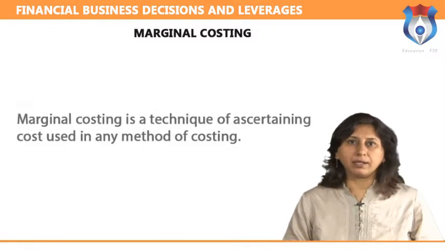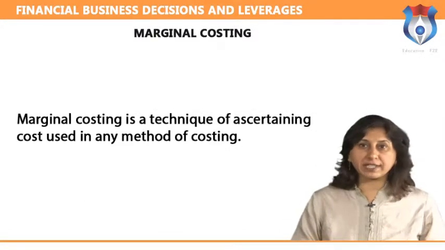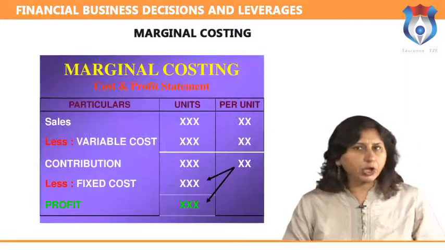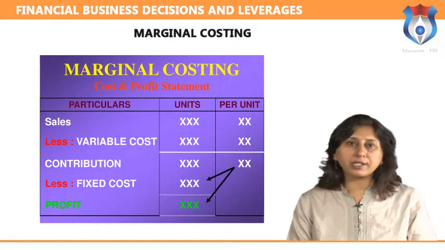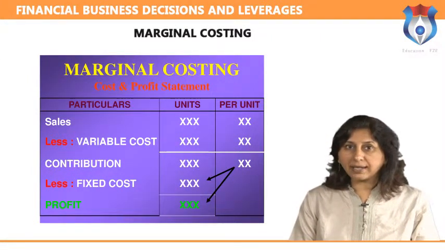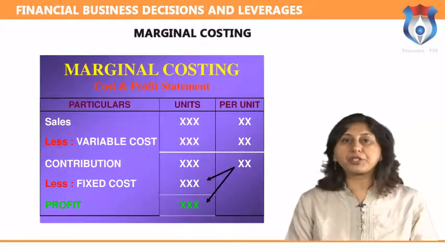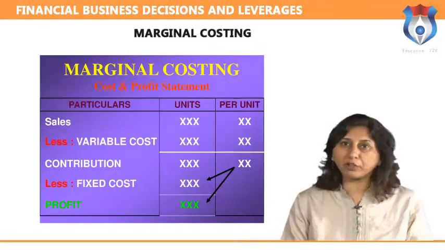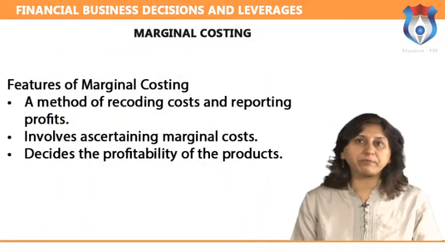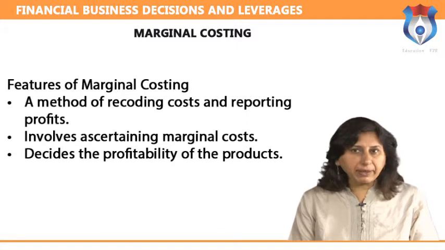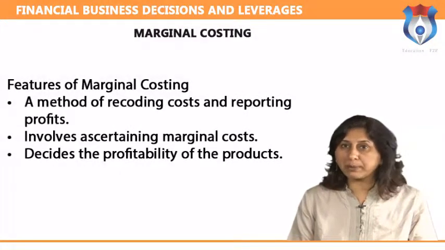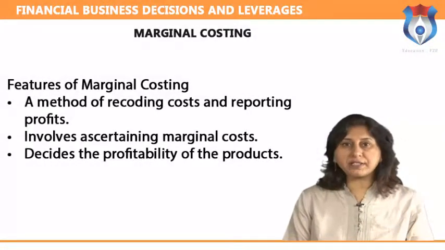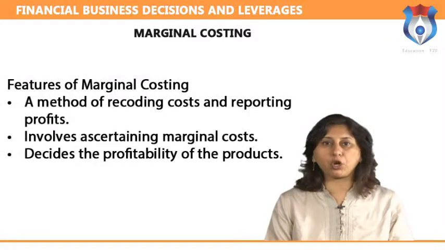Marginal costing. Marginal costing is a technique of ascertaining cost used in any method of costing. According to this technique, variable costs are charged to cost units and the fixed cost attributable to the relevant period is written off in full against the contribution for that period. Features of marginal costing. It is a method of recording costs and reporting profits. It involves ascertaining marginal costs, which is a difference of fixed cost and variable cost.